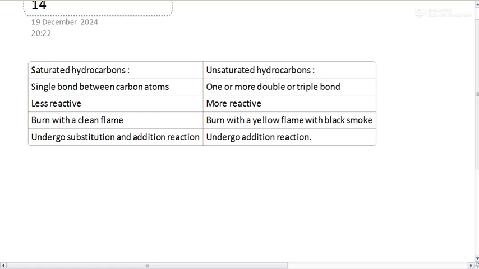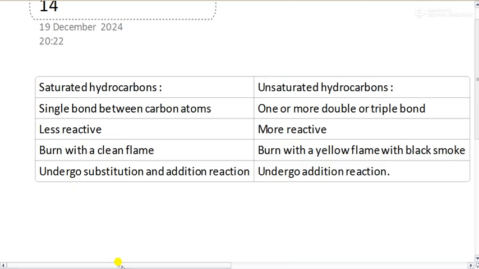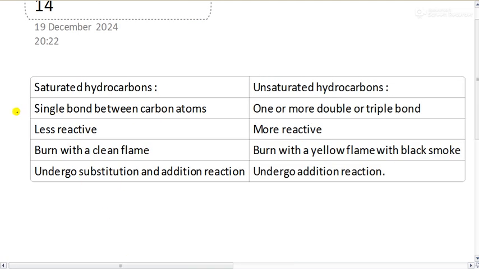Differences between saturated and unsaturated carbon compounds. Any 2 points will help you to get the marks. I have written 4 here, you can write any 2. You have to make a column for saturated and unsaturated. Saturated have single bonds between them. You can also write they are also called alkanes.